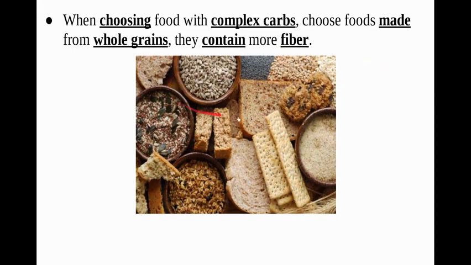Now, when choosing foods with complex carbs, make sure that you choose foods made from whole grains that contain more fiber. So anything ranging from your whole grain bread to your whole grain crackers. Sometimes when we have oatmeal, those are going to be your whole grains. But of course, we're talking about natural oatmeal, not necessarily the processed oatmeal that the food companies make.